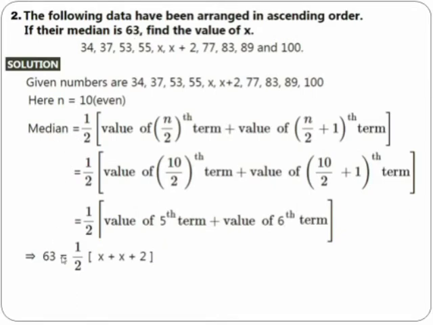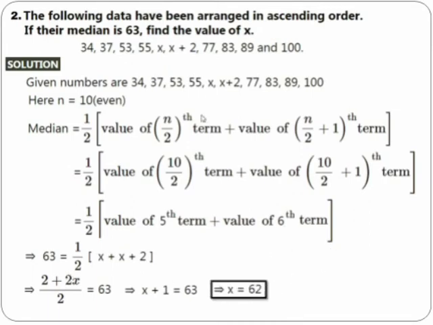So in place of median, I have written 63 equals to half. So what is the value of the fifth term? From here you saw that this is x. And what is the value of the sixth term? It is x plus 2, isn't it? Okay, so x plus x is 2x. So we have 2x plus 2 divided by 2, right? So 2x plus 2 divided by 2 is equal to 63. Bring this 2 out here and do all the simplification part. Okay, then you get your answer to be 62. That is the value of x, it turns out to be 62. All right, pause the video and note down your solution.